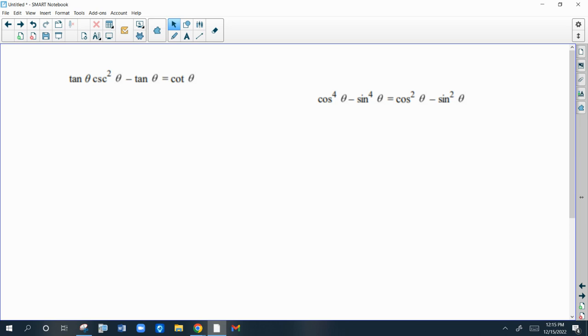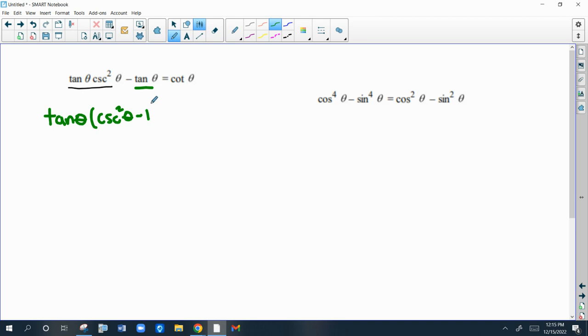And the reason is because if you look at both of these terms here, the first term, tangent cosecant squared, and the second term, minus tangent, they have a common factor of tangent. So you could try to subtract these and probably get to the answer by getting a common denominator, maybe changing to sines and cosines. But tangent's an obvious common factor that if you factor it out, you will get this.